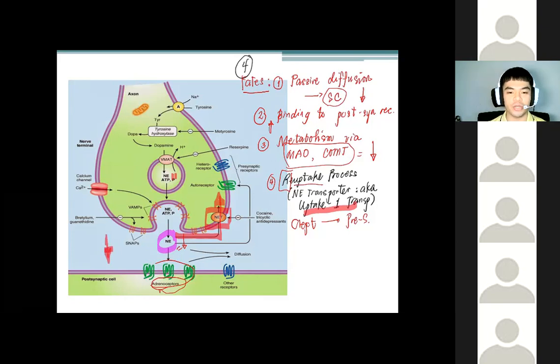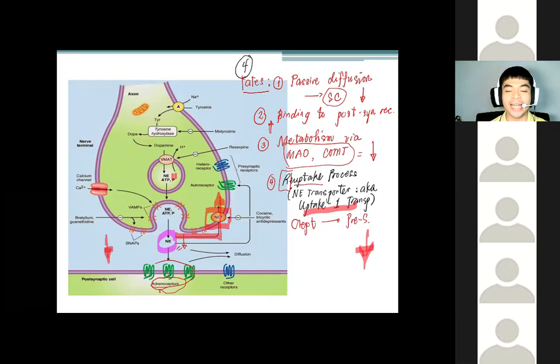Okay, very good. And then, if lesser ang amount would be available for binding, can you tell me what is the ultimate effect due to reuptake? Enhanced or reduced sympathetic effect? Reduced. Okay, very good. Reduction of sympathetic effect. So, ang nangyayari sa reuptake, there is a lesser extent of sympathetic effect, kasi napipigilan niya ang impulse transmission. Okay? So, these are the fates of norepinephrine in the cleft.